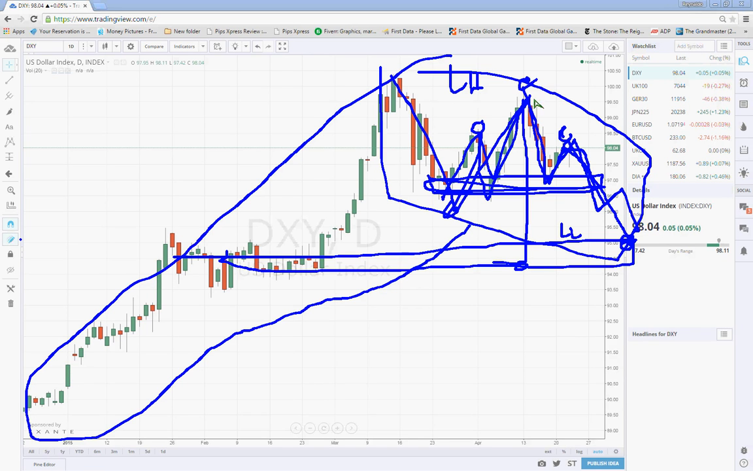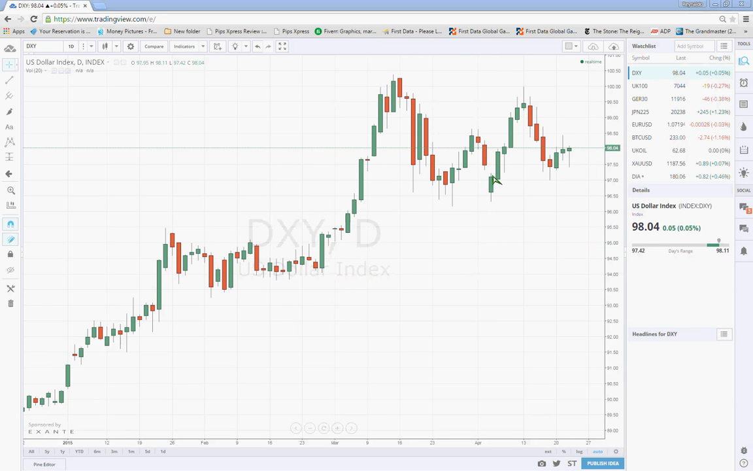Because at this point you only have how many? You only have 3. 1, 2, 3. You need 4 to complete the trend. Okay. So that's why I'm bearish with the dollar index, basically longer term, because of this scenario.